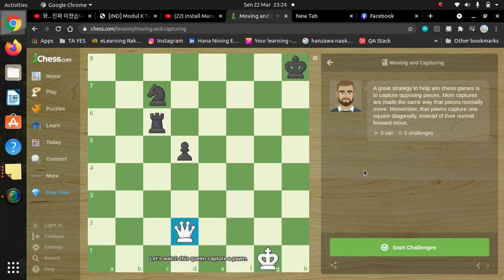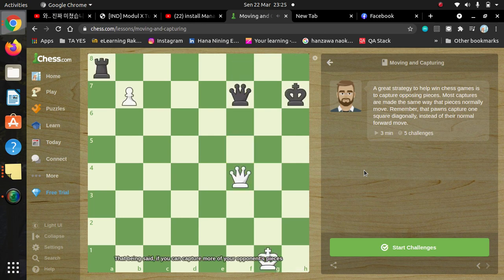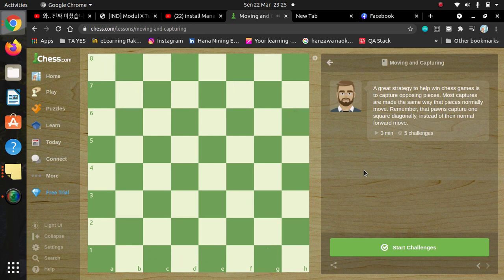Let's watch this queen capture a pawn. Now let's watch this knight jump over one of its own pieces to capture the queen. Capturing pieces is a critical part of the game. However, you do not have to capture a piece if you don't want to. That being said, if you can capture more of your opponent's pieces than they capture of yours, it's going to be much easier to win.